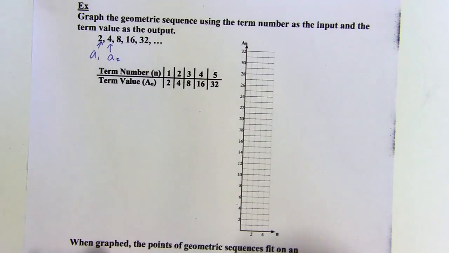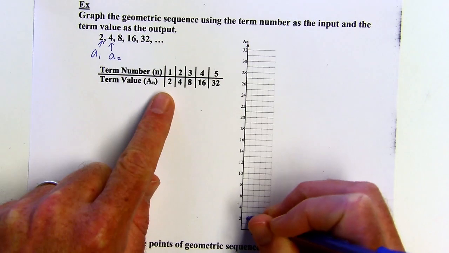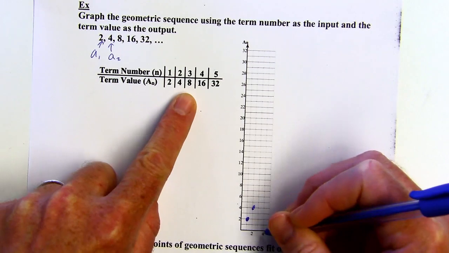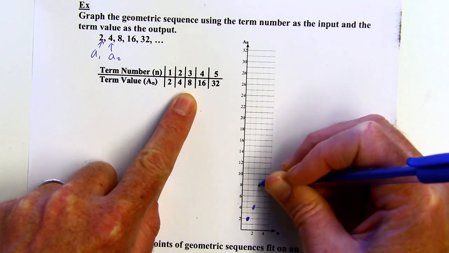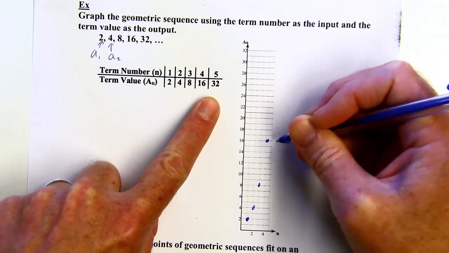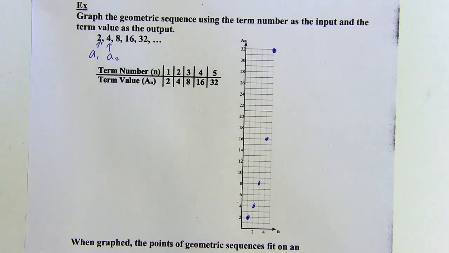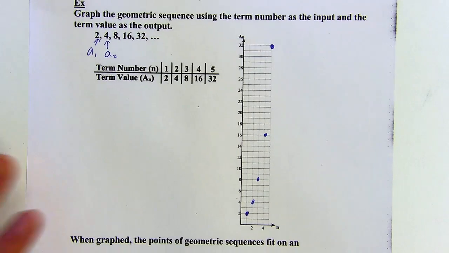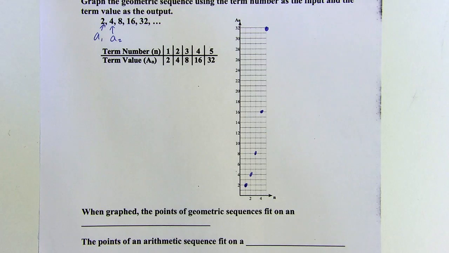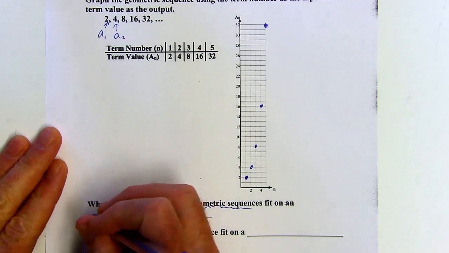So let's see, for term 1, the value is 2, so I'm going to plot the point (1, 2) right here. Okay, then I'm going to plot (2, 4), (3, 8), (4, 16), and (5, 32) is going to be in the top right corner there, okay? It's a little bit hard to see here, but hopefully you can see a pattern that's developing. So when you graph a geometric sequence, it's going to fit on an exponential curve.